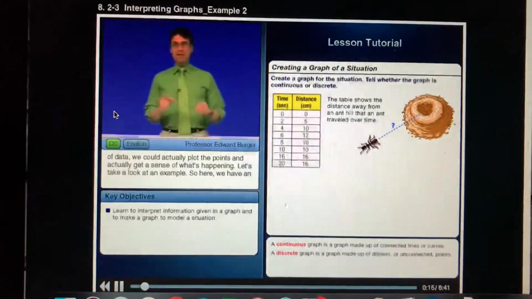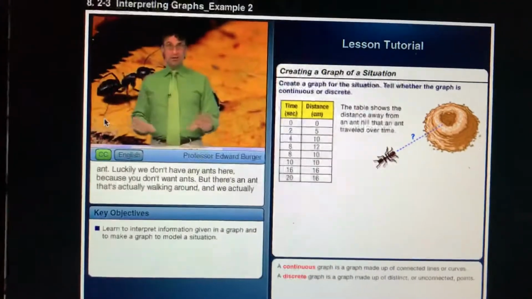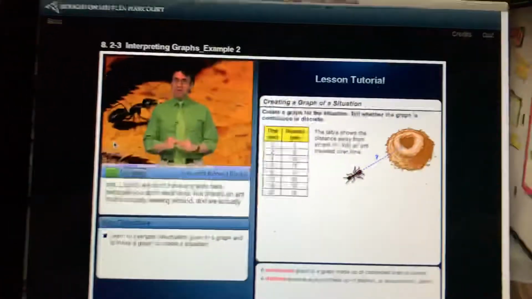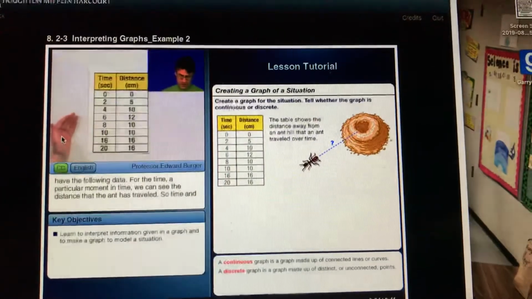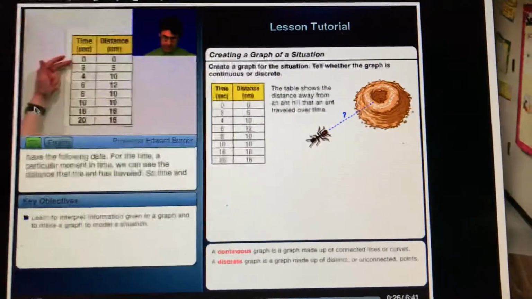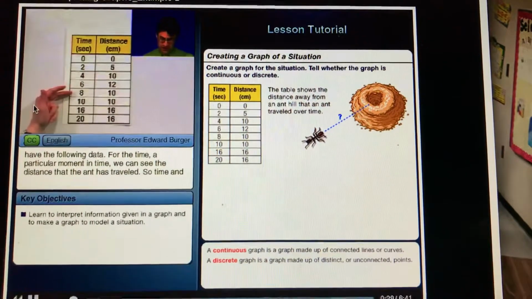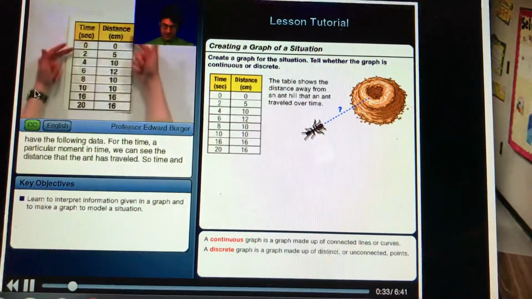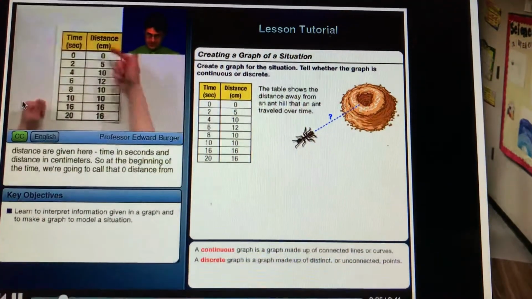So here we have an ant, which luckily we don't have any ants here because you don't want ants. But there's an ant that's walking around, and we have the following data. For a particular moment in time, we can see the distance the ant has traveled. So time and distance is given here. Time in seconds, distance in centimeters.